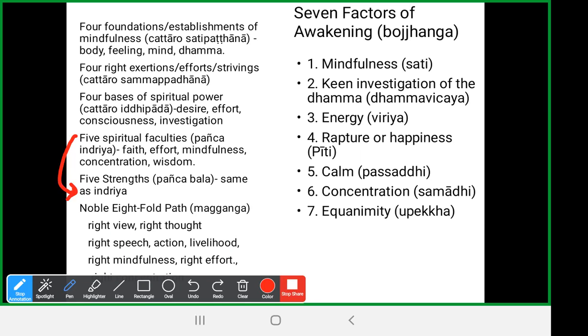It's unshakable. Sometimes we call it the word power. It's unshakable by itself, you know. Bala. Unshakable means it can overcome strong hindrances. Yes, the hindrances can't touch the mind. It can overpower the hindrances.